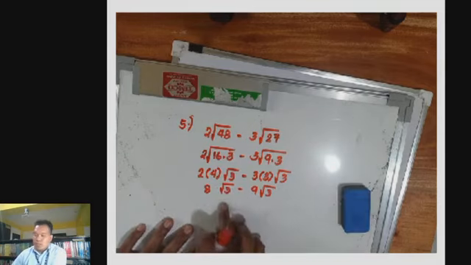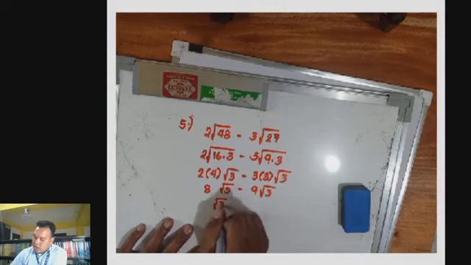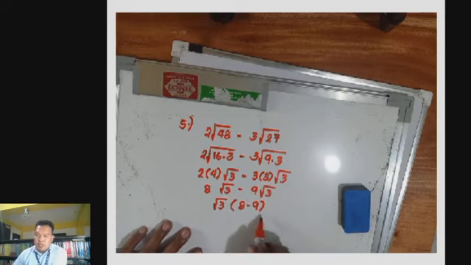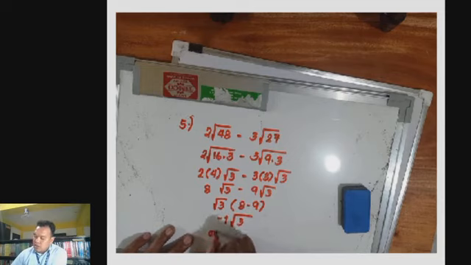Kasi parang may square root ni 3. Square root ni 3 times 8 minus 9. Then, lalabas 8 minus 9 is negative 1. So, pwedeng sagot, negative 1 times the square root ni 3. Or, negative the square root ni 3.